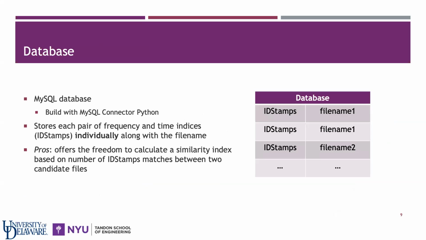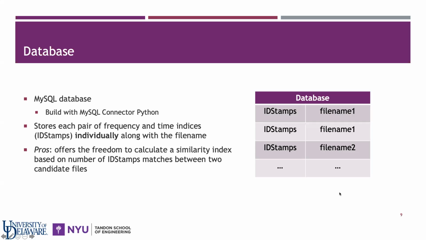Once we generate the ID stamps, we need to figure out how to store them. To store the ID stamps and support the search feature, we used MySQL Connector for Python to build a MySQL database. Most importantly, to find not only the exact match but also close matches, the algorithm does not store all the ID stamps along with the corresponding file name as a single entry. Examples are shown on the right side, like the table here.